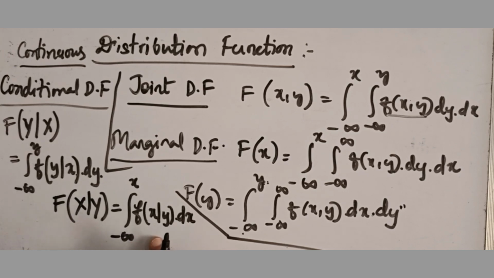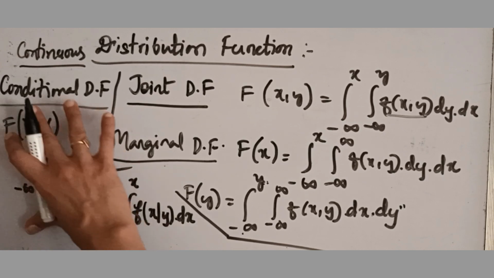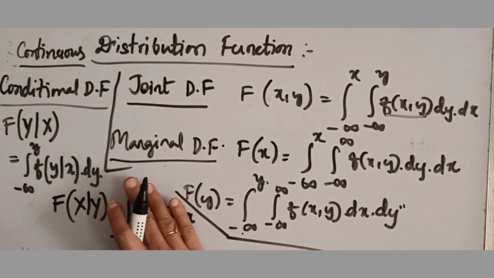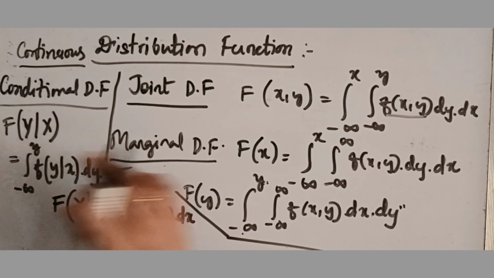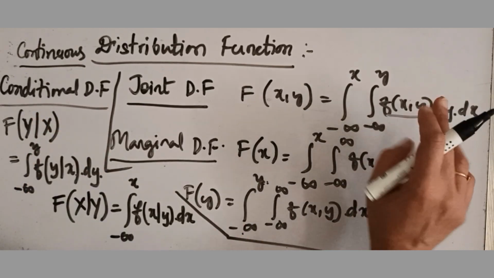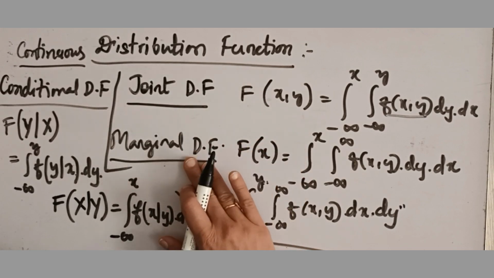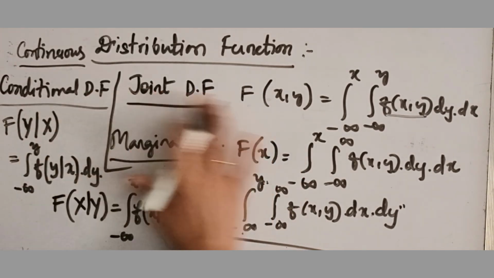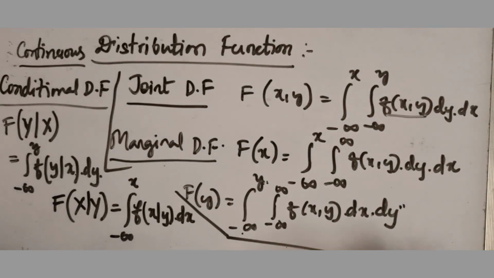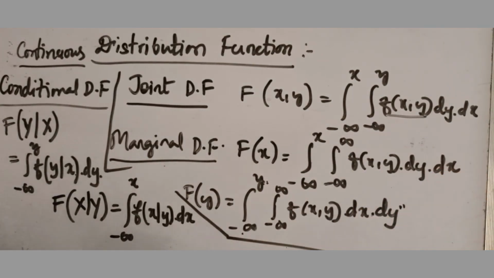So this is the conditional distribution function of x given that y equal to y. Only in the conditional distribution function we are using the conditional probability density function. Here we are using the joint probability density function in the marginal distribution function as well as the joint distribution function. So this is the summary of distribution functions. You have to remember this before solving the problems.